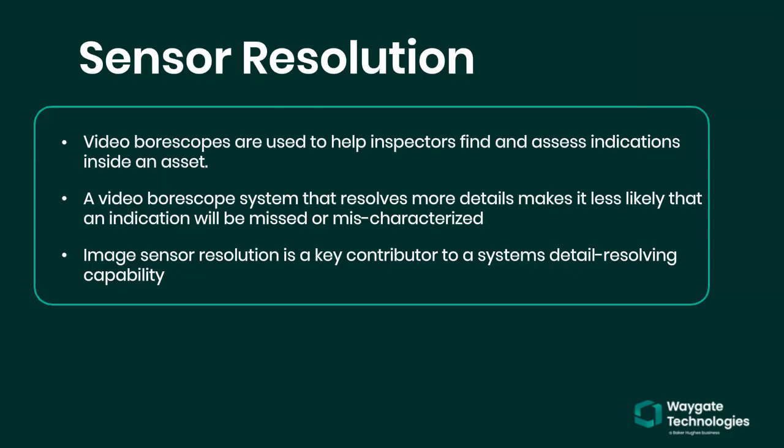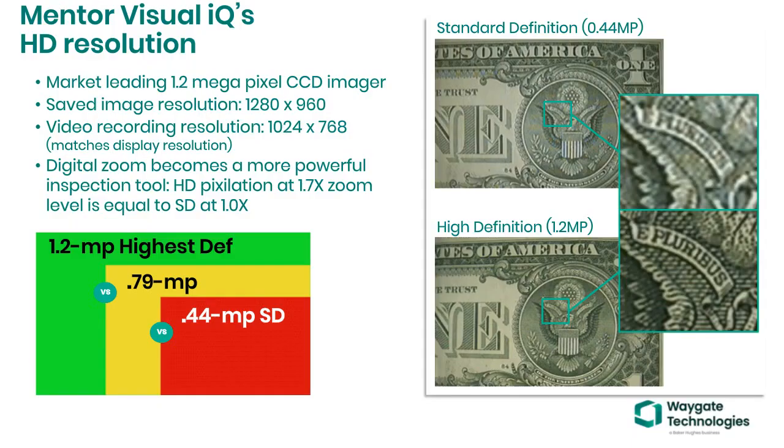Let's discuss Mentor Visual IQ's HD resolution. It has a market-leading 1.2 megapixel CCD imager and saved image resolution of 1280 by 960. We match the video recorded resolution to our XGA display, and that's 1024 by 768. But what's really great is digital zoom. Most video borescopes have digital zoom, but with this HD resolution, it becomes a much more powerful tool. You're able to resolve almost 2x what you can resolve on an SD imager without any digital zoom applied.